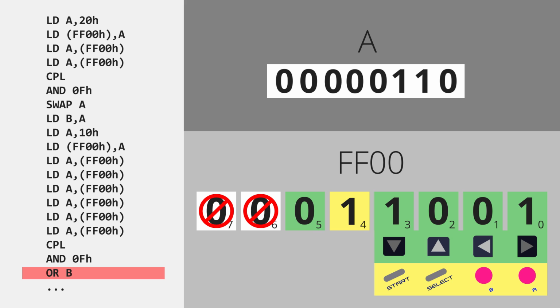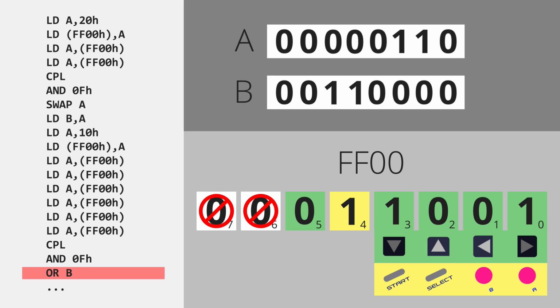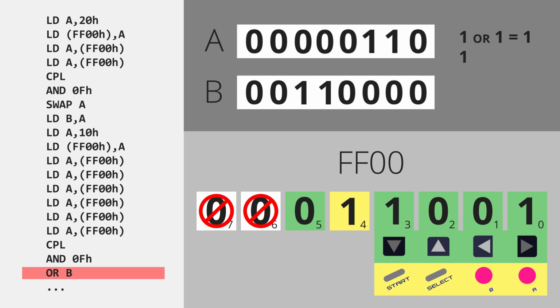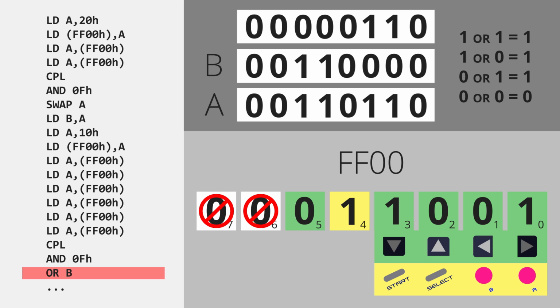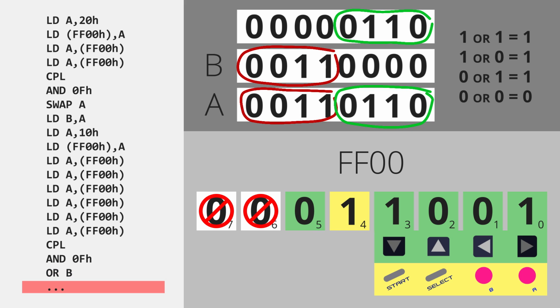Like before, we invert all the bits and keep only the lower 4. This time, however, we also perform an OR operation between register B, which contains our old data for the buttons, and register A. The OR operation returns 1 when either the first or the second or both the bits are 1. 0 or 0 is 0, 0 or 1 is 1, 1 or 0 is 1, and 1 or 1 is 1. As you can see, we basically merge the two values into 1, and the final result is that we have an 8-bit number where each bit directly represents whether one of the buttons is pressed or not. The game then performs some additional logic to check if the input changed from the previous time it was checked, and so on. But this is the bulk of the whole process.